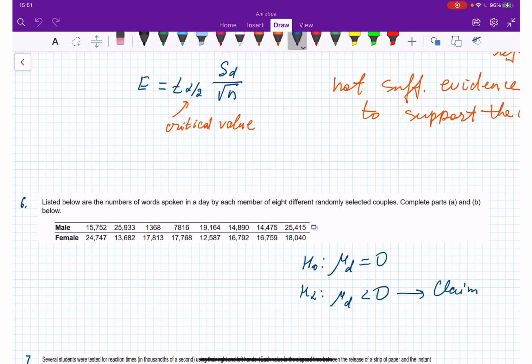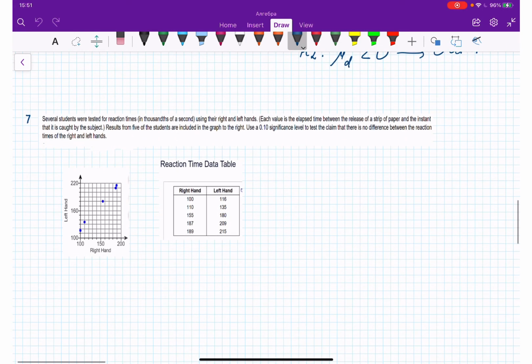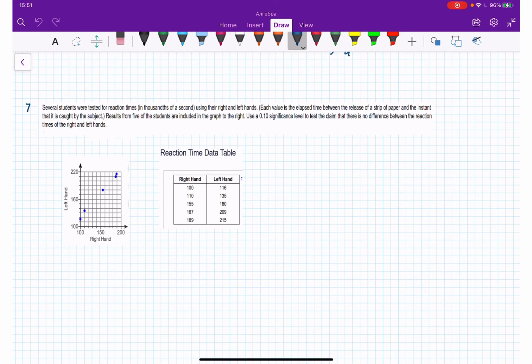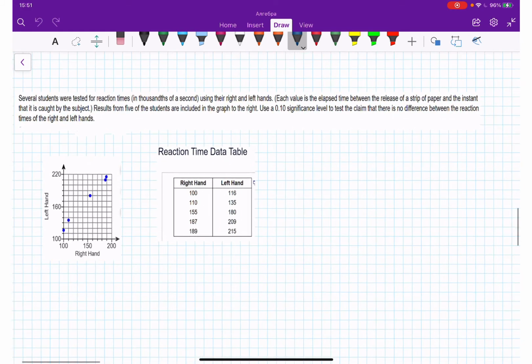Okay, moving to question number 7. Several students were tested for reaction times in thousandths of seconds using their right and left hands. Each value is the elapsed time between releasing a strip of paper and the instant that it is caught by the subject. Results from 5 of the students are included in the graph to the right. So as you can see, it's going to look like a direct line, right? Proportion.